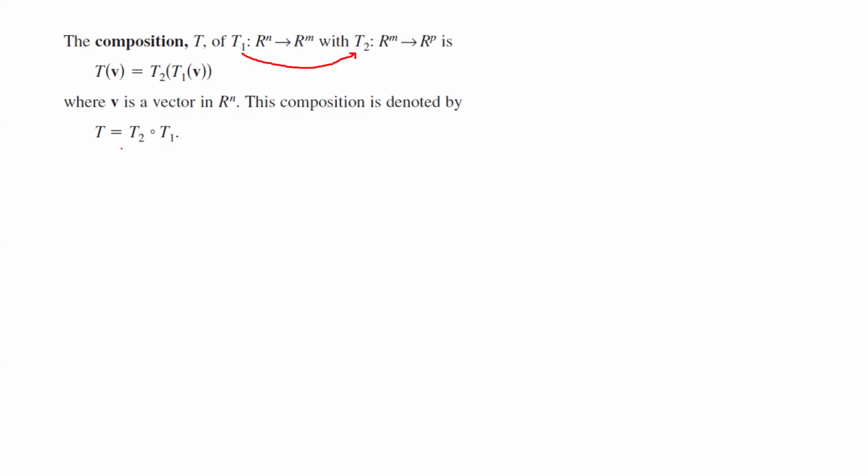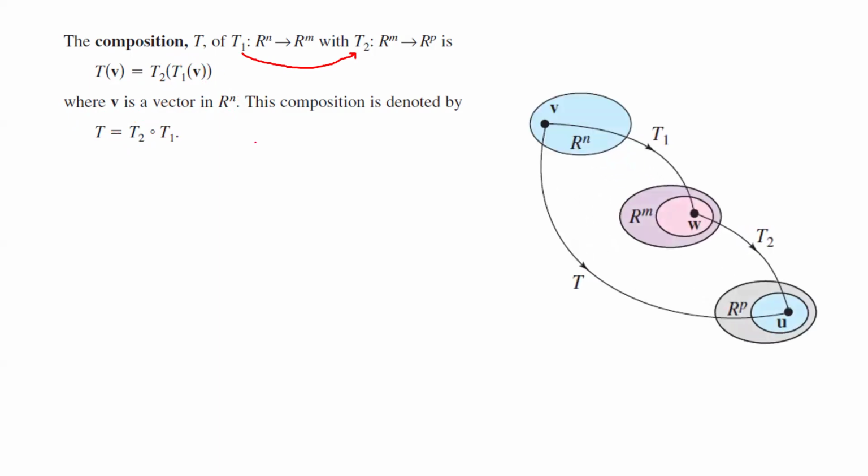This composition is also denoted by T2 ∘ T1, or basically doing the substitution like this. So again, if T1 maps V to W and T2 maps W to U, you can compose T1 and T2. The composition is going to be a new linear transformation that maps V to U, or in this case, maps the very first vector space Rn to Rp.